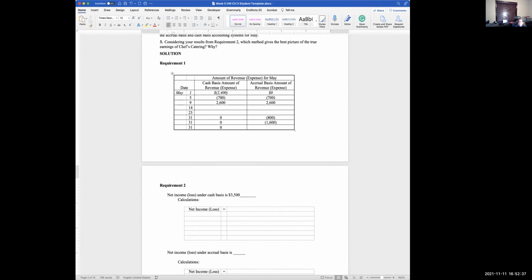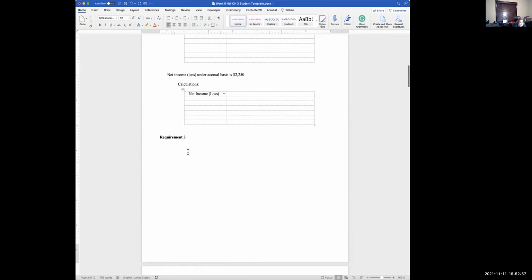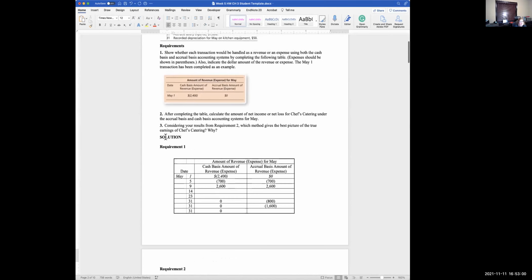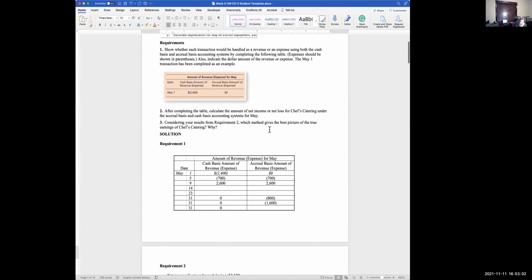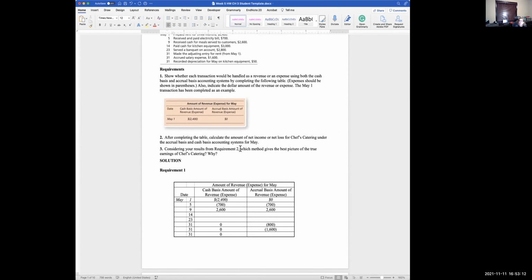And then under the accrual basis, you're going to look at everything in this column. And under the accrual basis, you're going to see, okay, you have 2,600 in cash, and hopefully you'll see something else. And then you're going to subtract the 700, subtract the 800, subtract the 1,600. And then once you complete all of this, your check figure here is basically $2,250. And then your last requirement is, if you scroll up here, it's asking you to consider your results from requirement 2 and which method gives the best picture of the true earnings of Chef's Catering and why. And so in this case, I'm interested in knowing your thoughts on that.